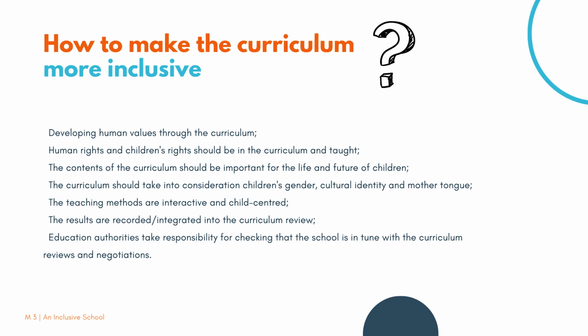Some strategies are: what human values are being developed across the curriculum promoting inclusion? Are human rights and children's rights part of the curriculum? Do they refer to the coexistence of rights and responsibilities? And how are they taught? Does the curriculum take into account children's gender, cultural identity, and mother tongue? Does the curriculum include environmental education?